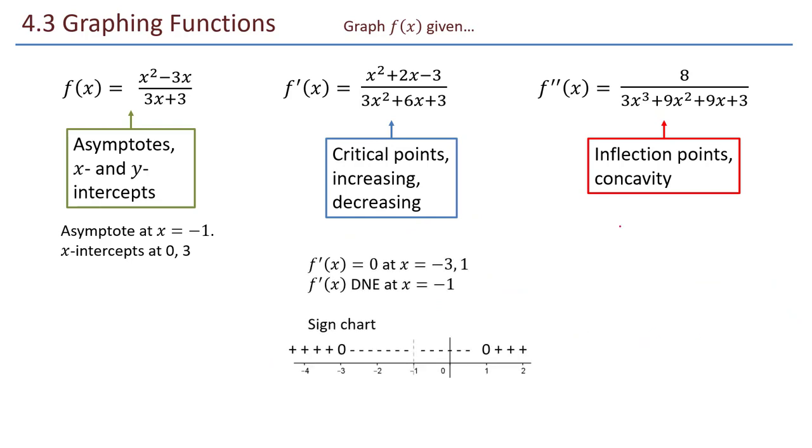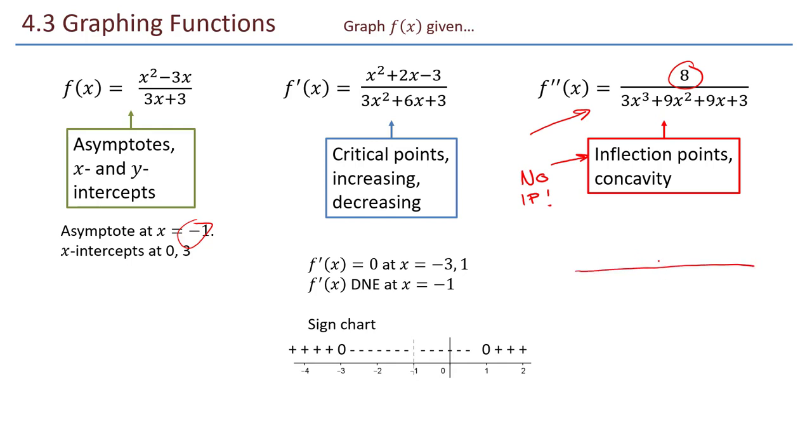Let's turn our attention to the second derivative. Where is the second derivative equal to 0? Well, it's equal to 0 where the numerator is 0 and 8 is never 0. So in fact, there are no inflection points. The function has an asymptote at -1, so let's check to the left and the right of -1 and find out whether the function is concave up or concave down.